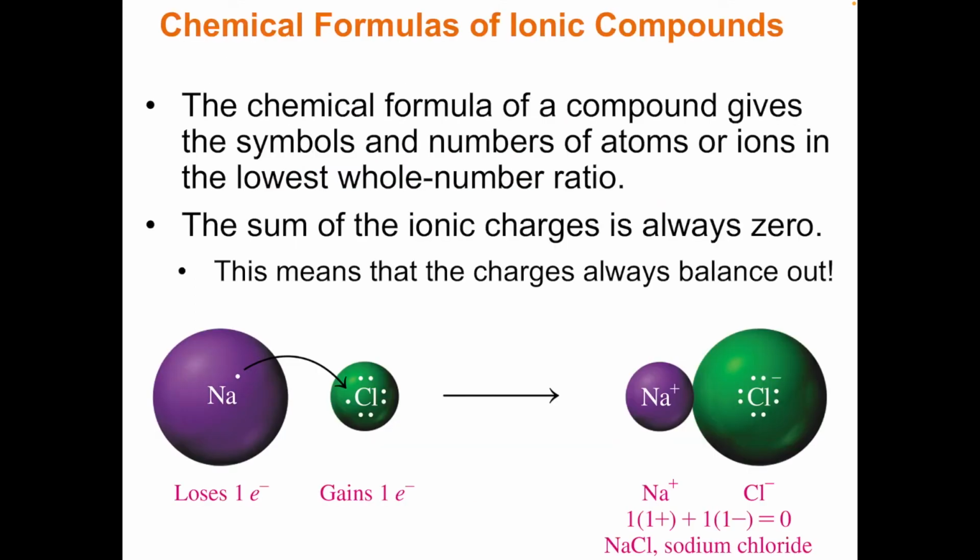Okay, so now we're going to learn how to write the chemical formula. The chemical formula is a little bit trickier than the name, so we're going to spend a little bit longer on that. The chemical formula, like I talked about earlier, shows the lowest whole number ratio. So like H2O is a little bit different because this is a molecular compound, but this is telling you there are 2 hydrogens per 1 oxygen.